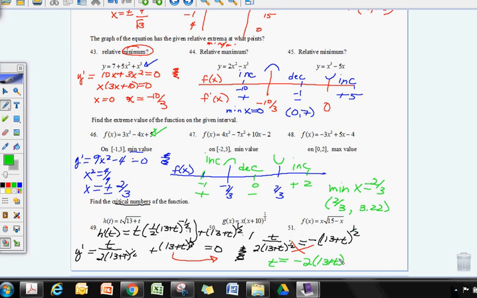So what I'm going to do is I'm going to distribute, and I get t equals -26 minus 2t. 3t would equal -26. t is going to equal -26 thirds, and that is my critical number.